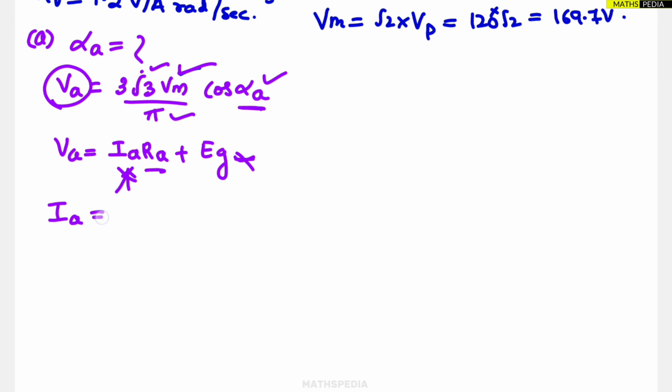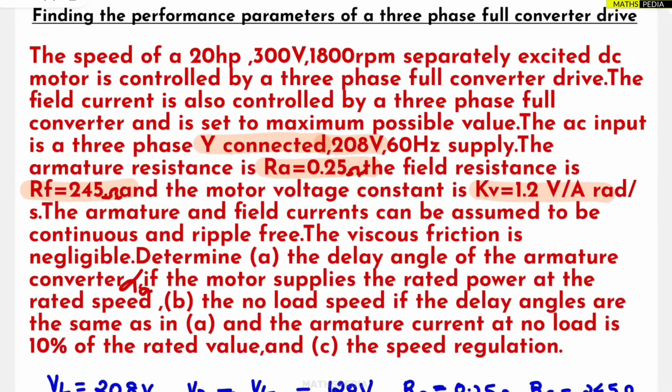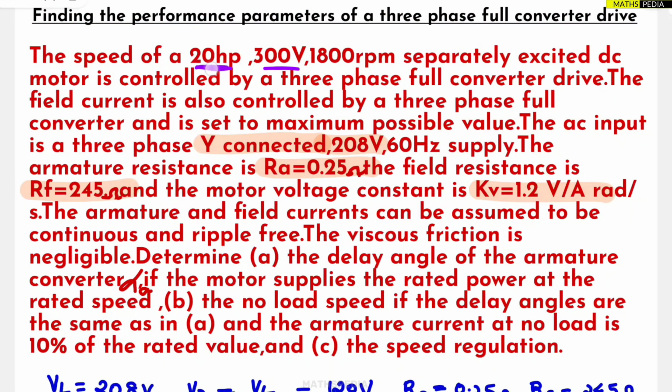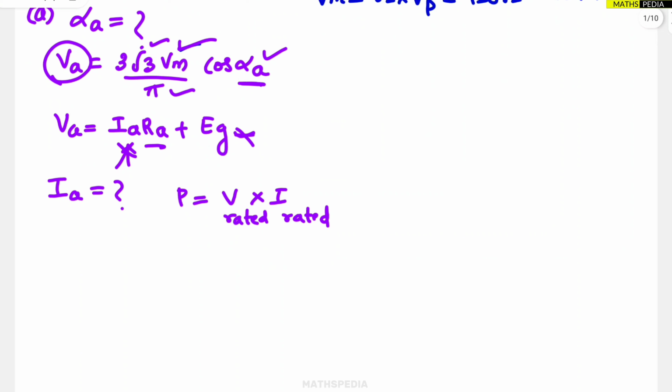Always remember, in order to calculate IA, we have been given some rated values, that is nothing but 20 HP, 300 volts and so on. Using these rated values, I am going to find out I rated. So remember, the power P is equal to V rated into I rated. Here V rated means the rated value given in the question. What is P? P is nothing but 20 HP. 20 HP we can convert into watts. So P is equal to 20 HP, which you can write as into 746.